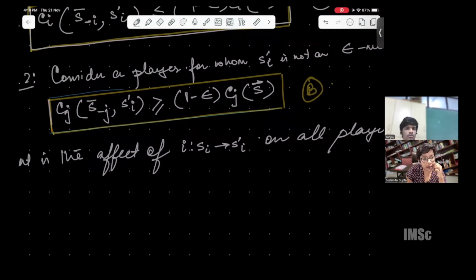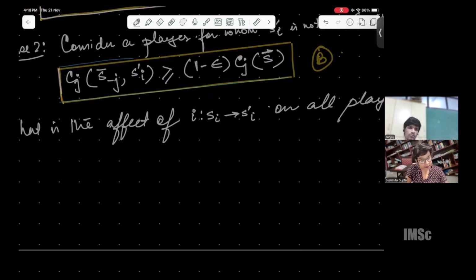Because whether or not it's an epsilon move depends on the situation of the current player and how it is affected because of this. All we can say is some change has happened, implemented by one of the players. Question is, how does it affect all the others? Can you tell me how do we analyze this?